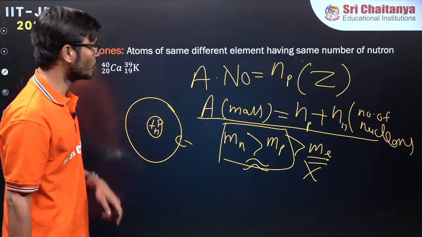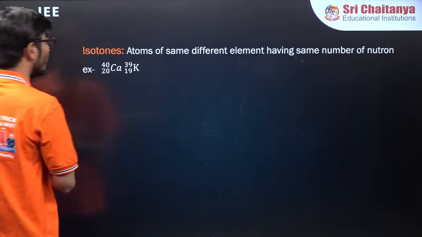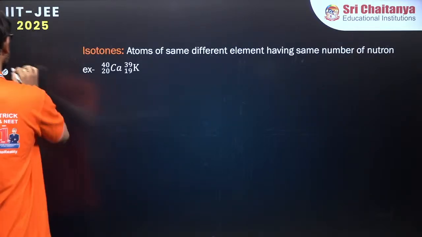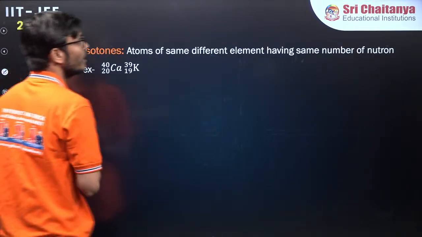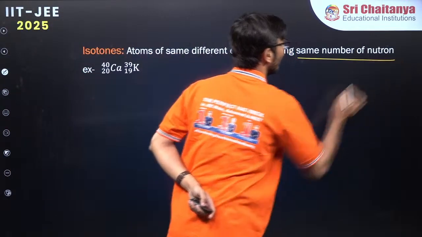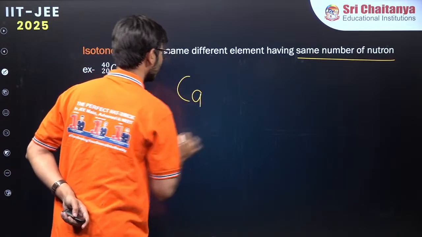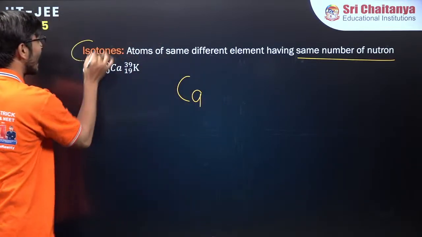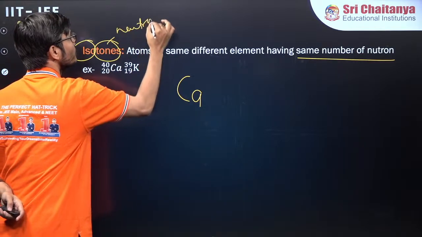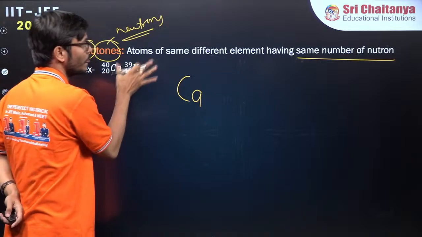So what is isotope now? Isobars, isotopes, isotones. So what are isotones now? Atoms of different elements having same number of neutrons. Let us take the examples. So I'm writing calcium. Iso means same. Tones here means neutrons. So same number of neutrons of different elements are known as isotones.